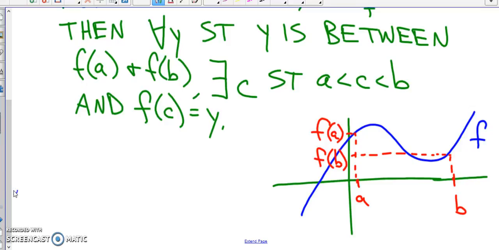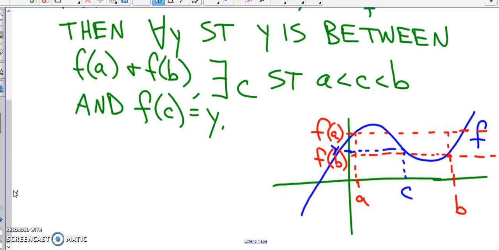So what this theorem says is that if the function is continuous, which means it's one connected piece, then if you pick a value that lies between f of A and f of B, so for instance, if I picked this value right here and called it y, I know that's kind of squished in there, what the theorem says is there has to be some point between A and B where that's the value of the function.